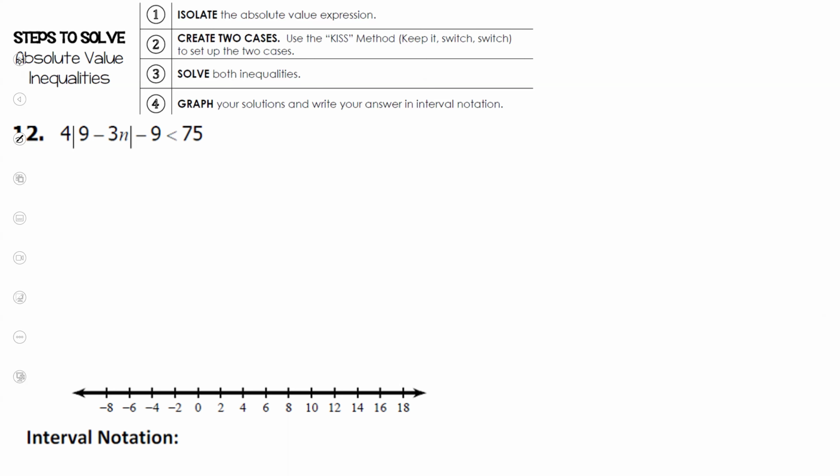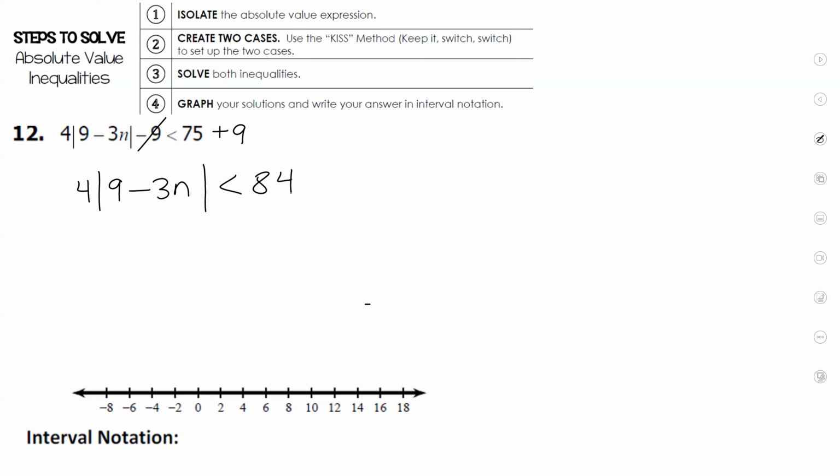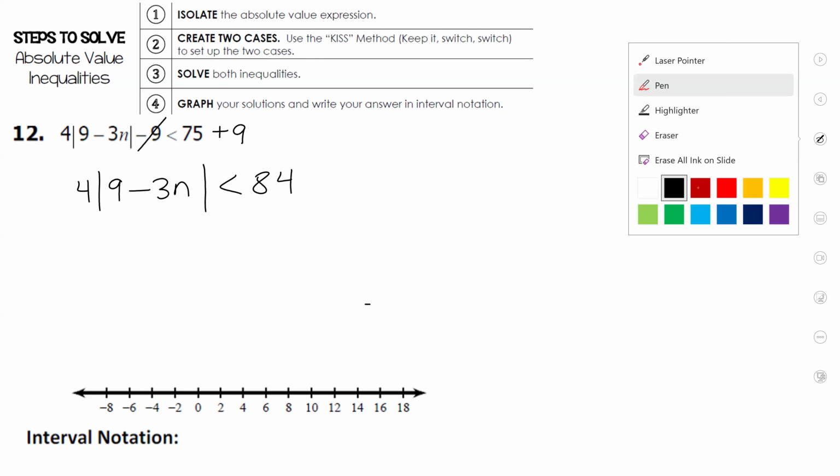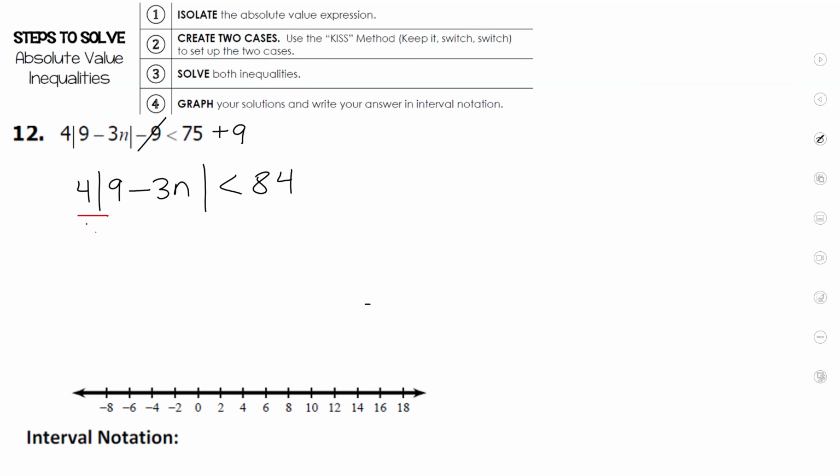Is this the one where it's flipped? Okay, so next one. We're going to add 9 first. So what am I left with, guys? $84, perfect. Okay, now I'm going to divide by 4. Can someone tell me what that will be? Nine minus 3n is less than 21. Perfect.